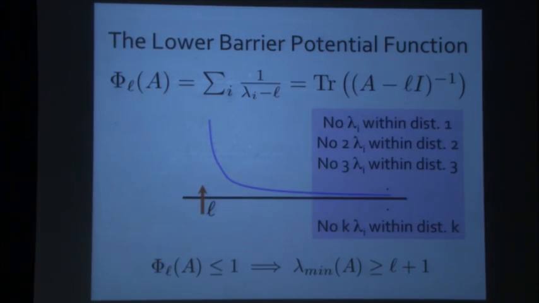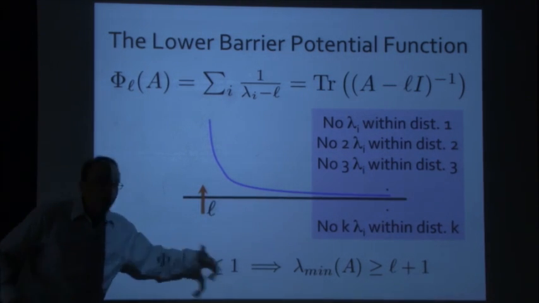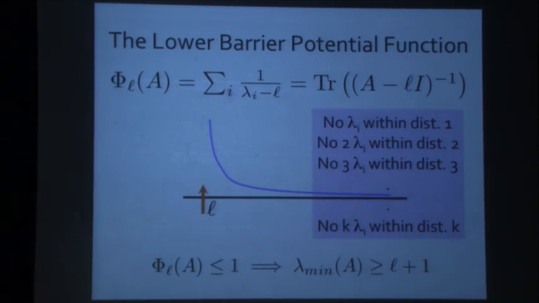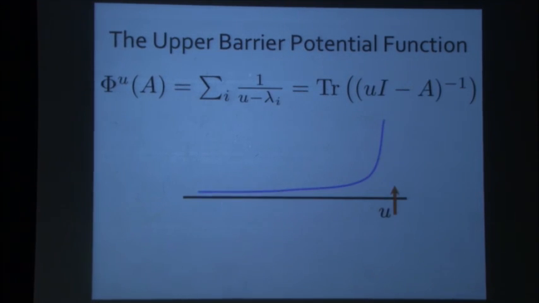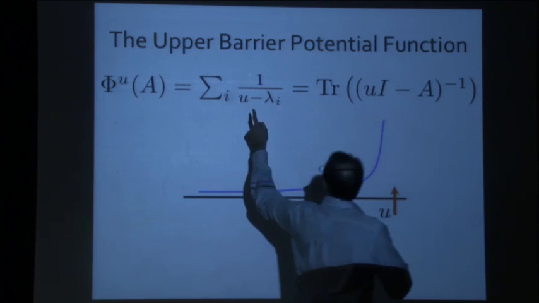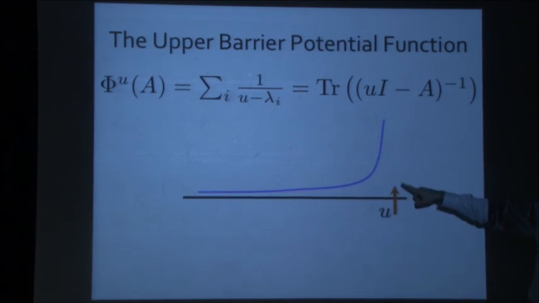But it tells us more than that. It tells you things like no 2 eigenvalues are within distance 2 of the boundary. No 3 eigenvalues are within distance 3 of the boundary, and so on. We also corral the upper barriers with an upper barrier potential function. It's the same thing, just the sum of 1 over u minus the eigenvalues. We will use this to measure how close the eigenvalues are to the upper boundary.